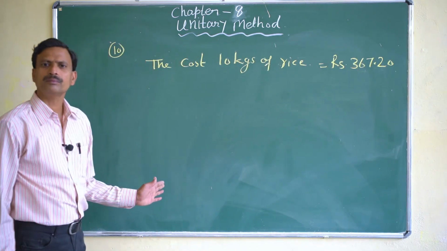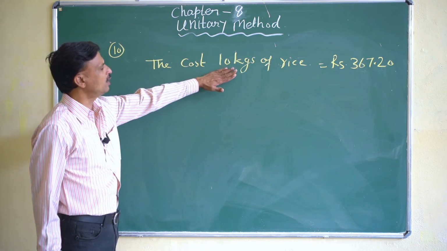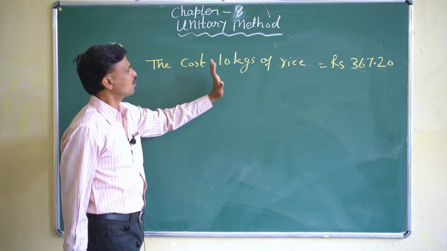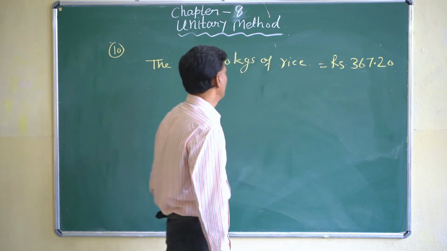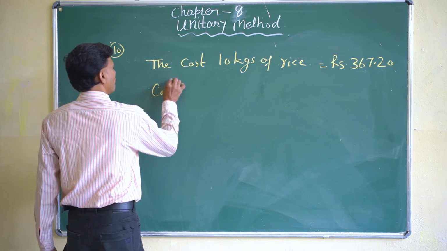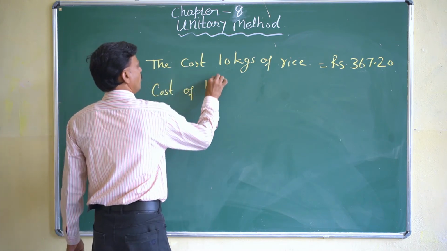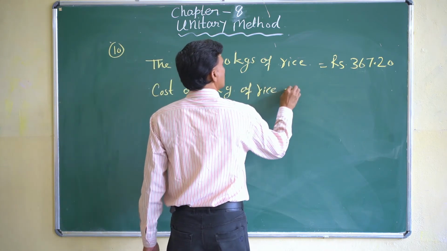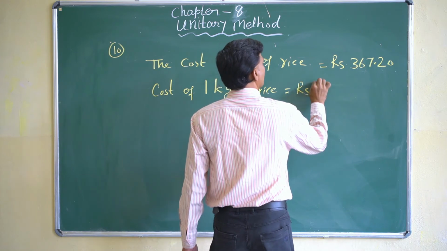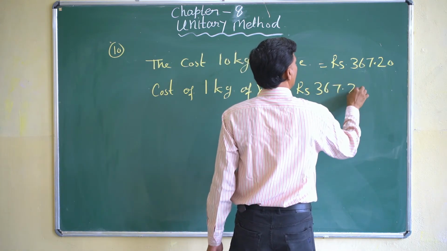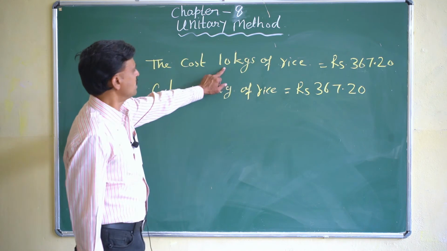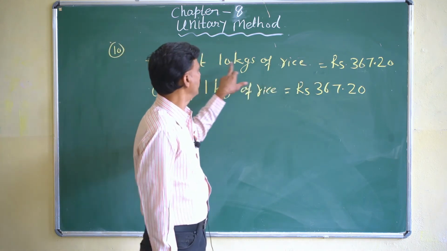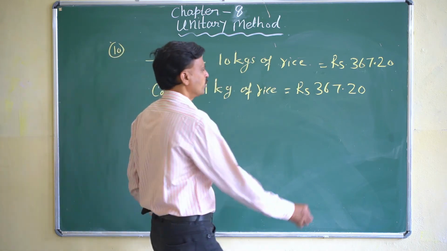So what we'll do? Very first we have to find out the cost of 1 kg of rice. So cost of 1 kg of rice, that is rupees 3. Now you tell me what we will do. The cost of 10 kg of rice is given and we are finding 1 kg of rice, so what will it be? This value will be divided by 10.